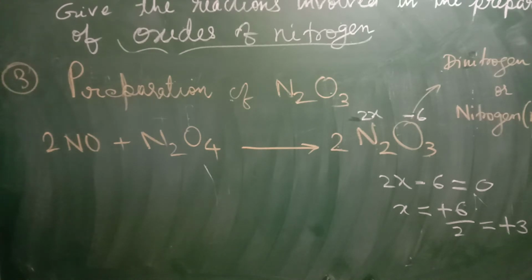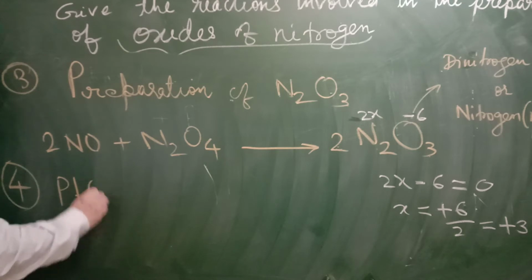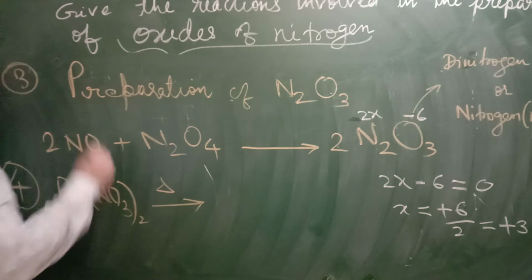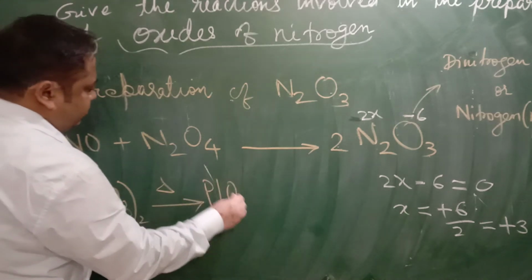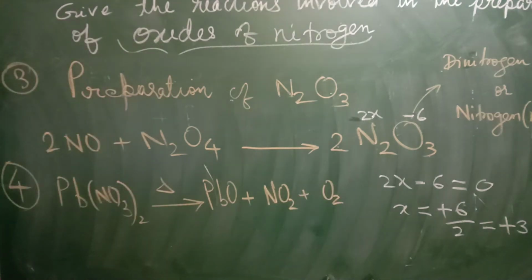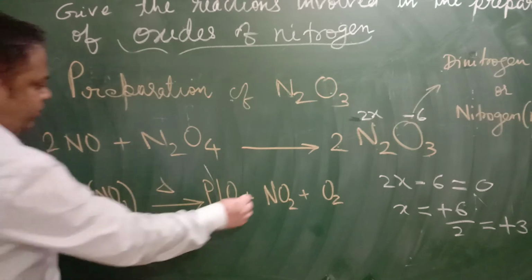Next, we will see the preparation of N2O4. Before that, let us see NO2. Preparation of NO2. We take lead nitrate and we simply heat it. It forms lead oxide plus NO2 gas, and O2 comes out. We balance it now. There are 2 nitrogen atoms here, so we'll give it 2.